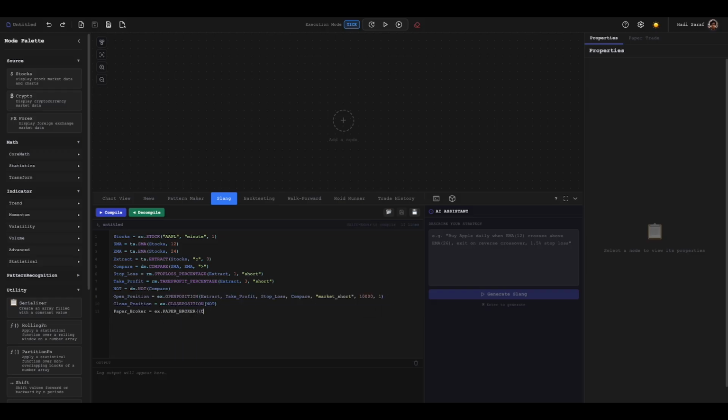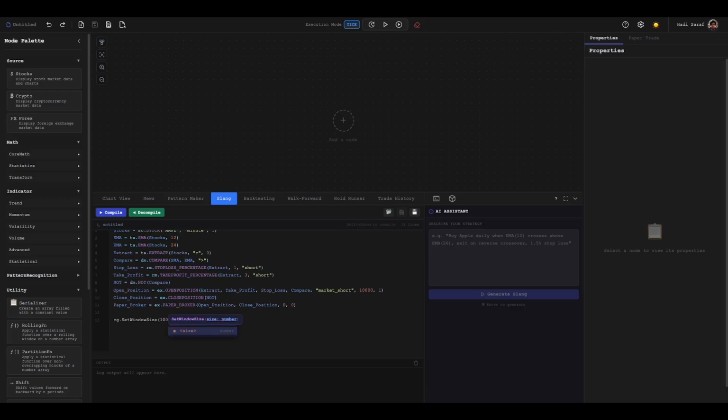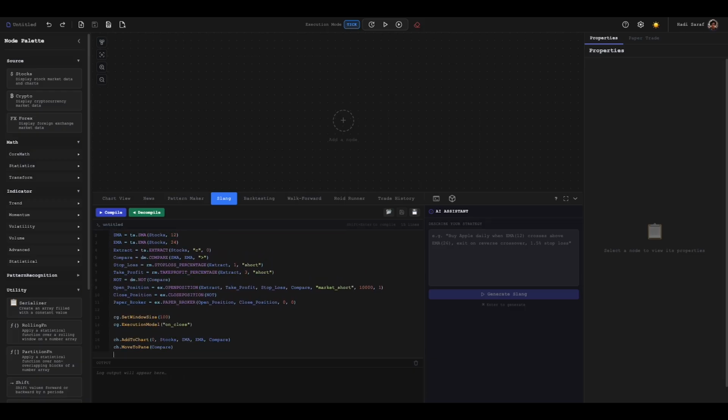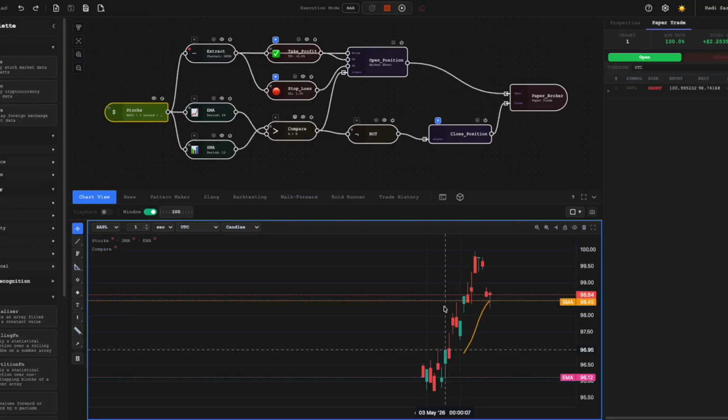Here, code and graph are perfectly synchronized. Write a line of script, and a node instantly drops onto the canvas. Reference a variable, and an edge wires itself automatically.